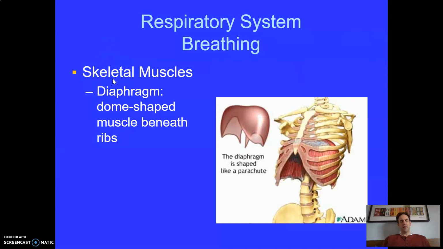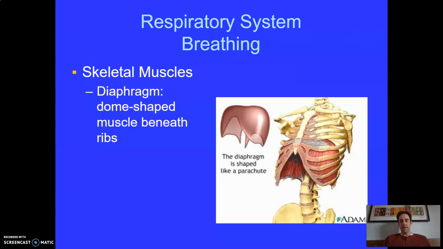So this kind of throws some kids sometimes. Well, wait a minute, I don't have to think about breathing. I just do it. And that's true. But if you take a deep breath, you can control your breathing. You can hold your breath. You can stop breathing. You can take deep breaths, take shallow breaths.